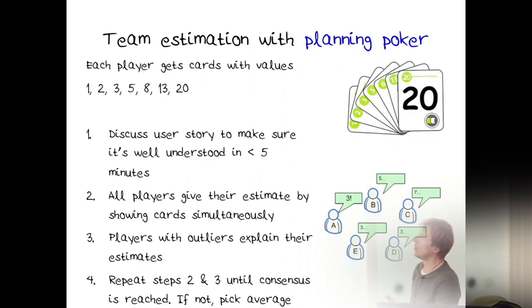So how do you do this? You play planning poker. Each player gets a set of cards with these numbers from 1 to 20. This could be in the sprint planning meeting, or it could also be in the backlog refinement meeting. The team discusses the user story with the product owner to make sure that everybody understands what it is. Then all players give their estimate of how many story points the story should be at the same time.